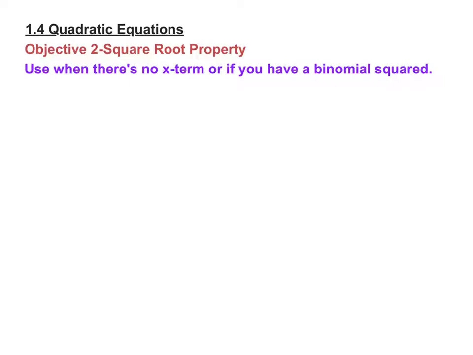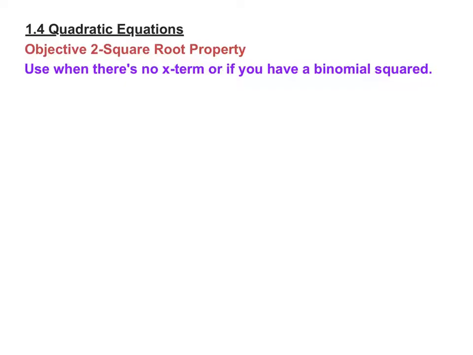When you have the square root property, it's going to look one of two ways. Either there's no x term, so it's just going to be an x squared and a constant, or you're going to have a binomial squared. So we're going to go through each one of those types so we can see what you're supposed to do.